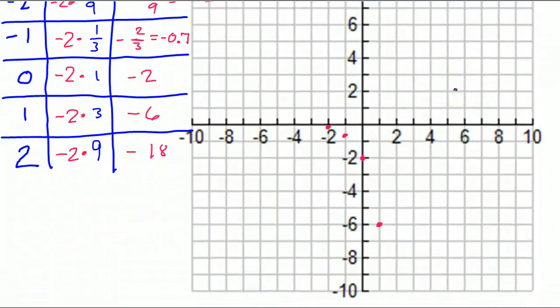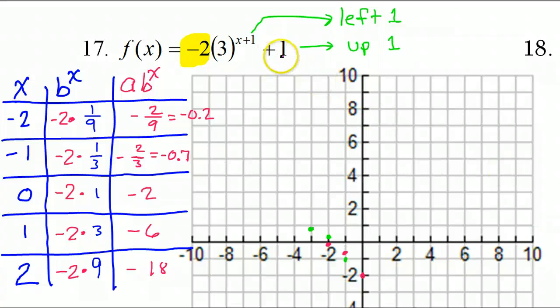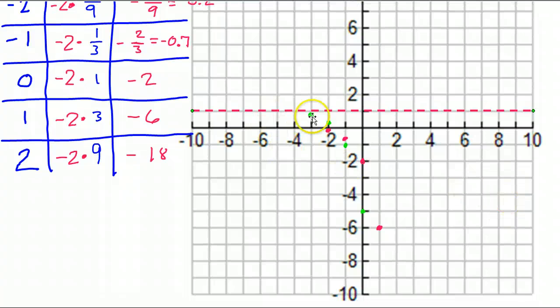Okay, so here I go. Starting with this point, if I go left 1 and up 1, it would be right here. Again, left 1, up 1. Okay, left 1, up 1, left 1, up 1. So the green dots represent the actual curve. You can see that the asymptote needs to be at positive 1. So let's go ahead and put that in. Okay, so there's the asymptote at positive 1. And now we will just draw our curve as best we can using the green dots.